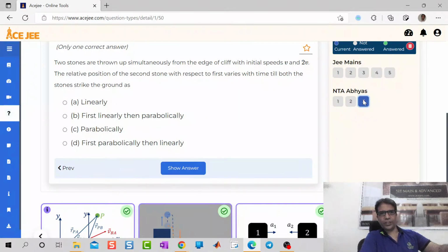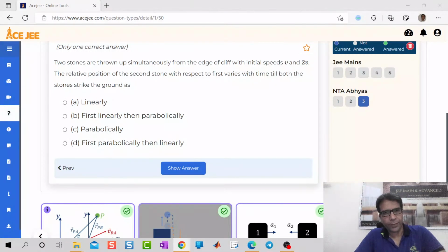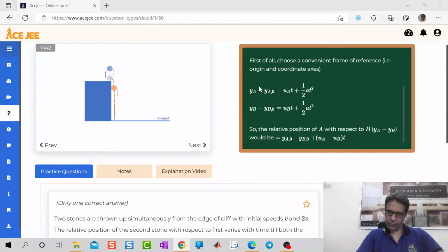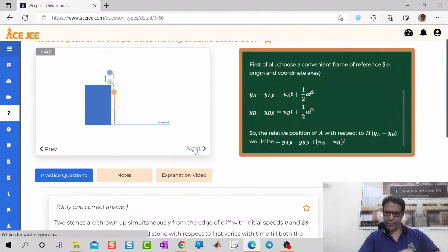And I would say we have solved this one. Right, beta, we have solved this one, no? So the answer would be B? Answer would be B. Okay. Yes, sir. Let's go ahead to the next question type.